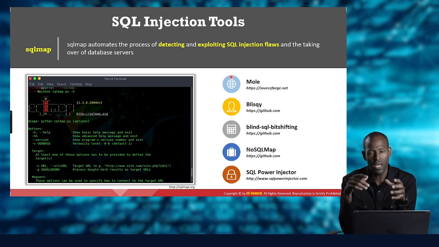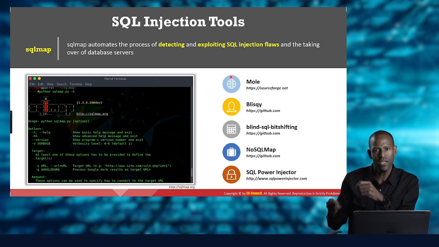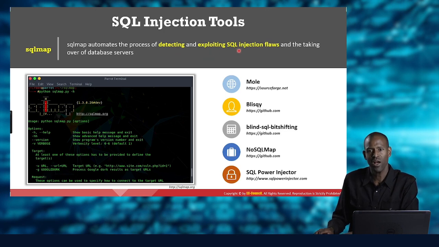To find the names of each column and each item in each table can take you years working on a database. Fortunately, there is SQL Map to the rescue. SQL Map automates the process of detecting and exploiting SQL injection flaws.